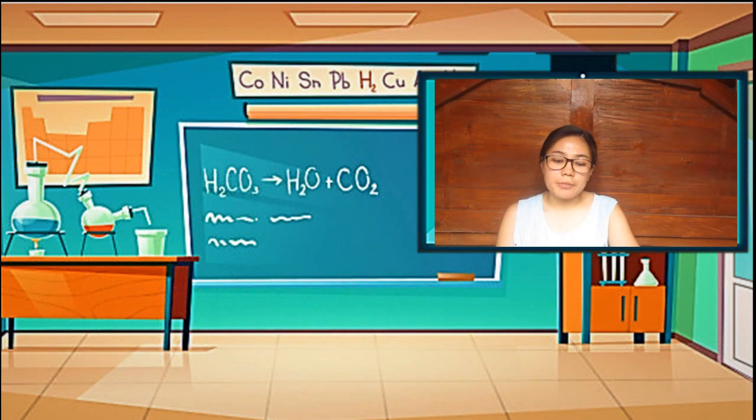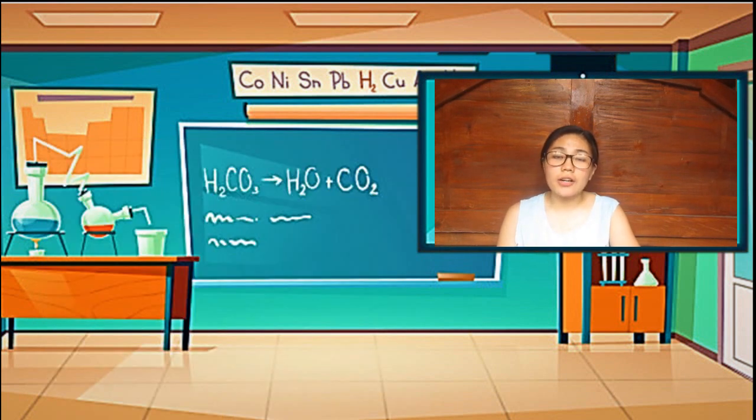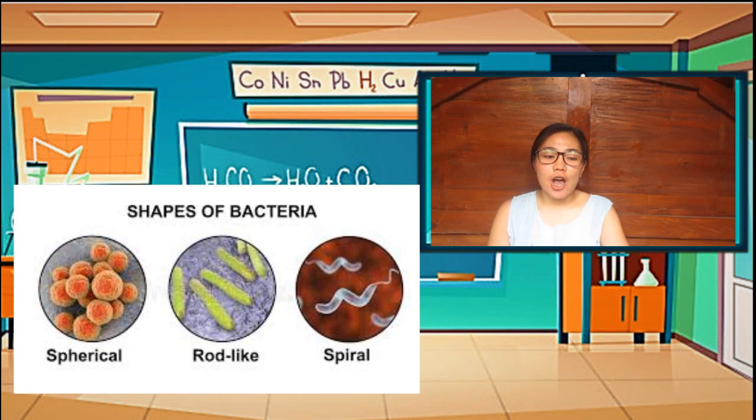Bacteria reproduce by binary fission. In this process, the bacterium, which is a single cell, divides into two identical daughter cells. Each daughter cell is a clone of the parent cell. Bacteria can be classified by shape into several groups, three of which are cocci, which are spherical bacteria, bacilli, rod-shaped bacteria, and spirilla, which are corkscrew-shaped bacteria.